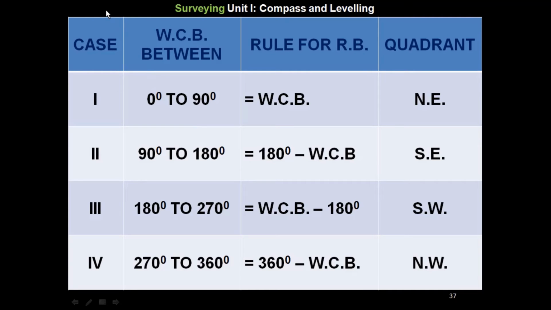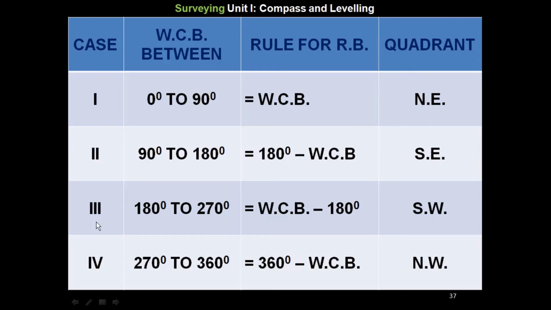Now we will see the table where the reduced bearing can be calculated. The first case, whole circle bearing between 0 degree to 90 degree. Then the rule for reduced bearing is the value of the whole circle bearing can be taken. Then the quadrant is northeast. The second case is when the whole circle bearing is between 90 degree to 180 degree. Then the rule for the reduced bearing is 180 degree minus whole circle bearing, and it is in the southeast quadrant.